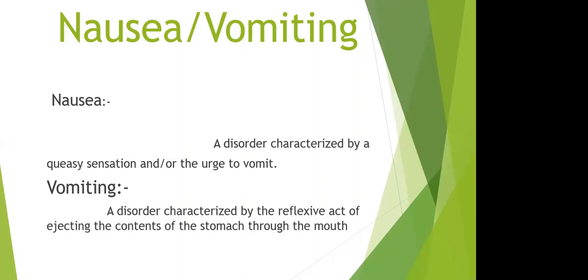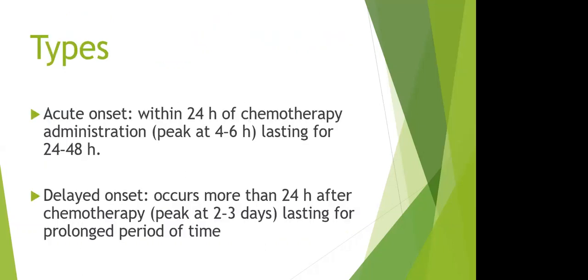The next topic in our presentation today is nausea and vomiting. What is nausea? Nausea is a disorder characterized by a queasy sensation and/or the urge to vomit. Vomiting is a disorder characterized by the reflexive act of ejecting the contents of the stomach through the mouth. Types: there are two types, acute onset and delayed onset. Within 24 hours of chemotherapy, it is acute onset, and more than 24 hours after chemotherapy, maybe up to 2 to 3 days, it is called delayed onset.